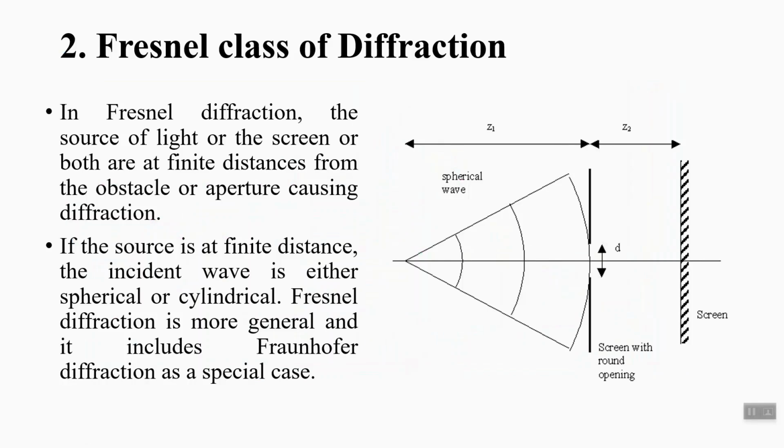On the other hand, in Fresnel diffraction, the source of light or the screen or both are at finite distances or measurable distances from the obstacle or aperture or the slit. So Fresnel diffraction is more general and it includes Fraunhofer diffraction as a special case.